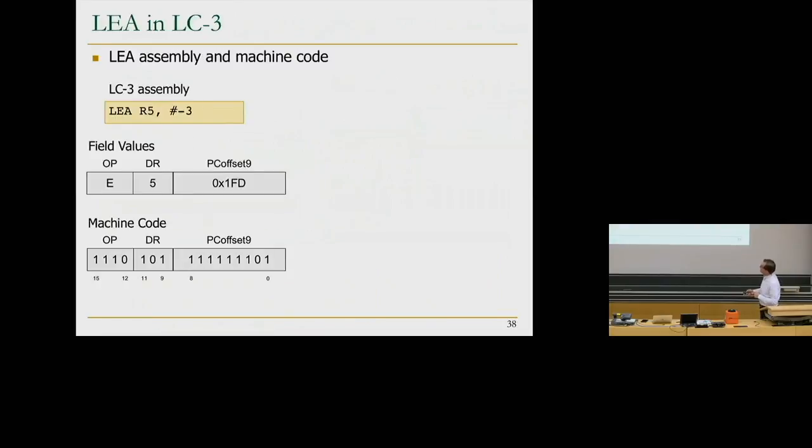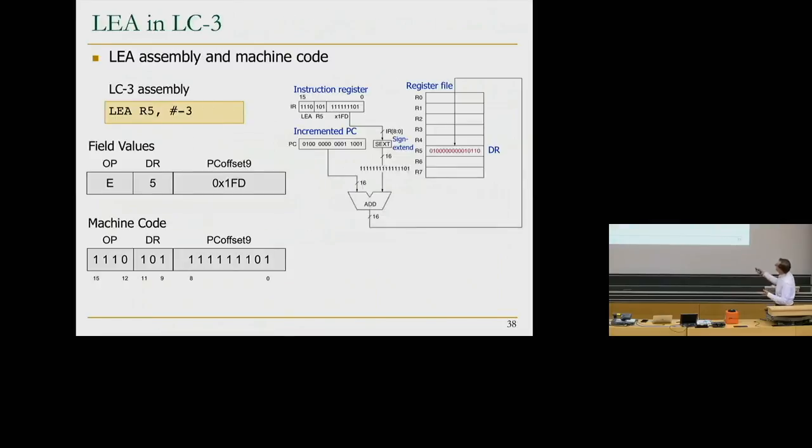So this is LEA. Again, there's no memory access. That's why we don't have memory over here. You take the incremented PC and you sign extend this literal or immediate to 16 bits, do the addition, and put the result into the destination register. And now you can use that as the base address of something, right?